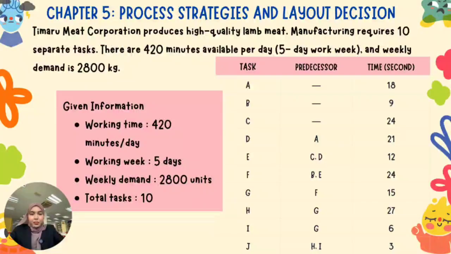I will explain Chapter 5, Process Strategies and Layout Decision. This question is about designing an efficient production line for Timaru Meat Corporation. The given information: there are 10 production tasks from A to J. Each task has a different processing time, and some tasks depend on previous tasks before they can begin. The company operates 420 minutes per day, 5 days per week, and the weekly demand is 2,800 units.